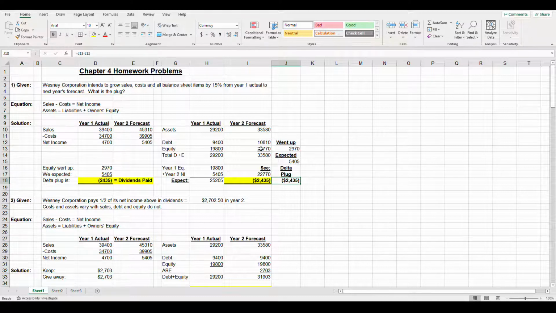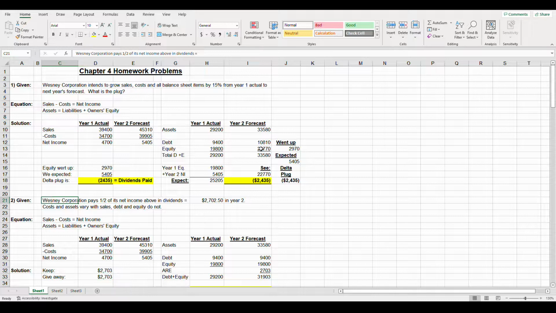The plug is the difference between those two, equal J13 minus J15. And I see that the plug is a negative 2435. And what that means is the officers of the company decided to pay out a dividend out of that 5405, and so they had a dividend plug of 2435 going out to the shareholders.